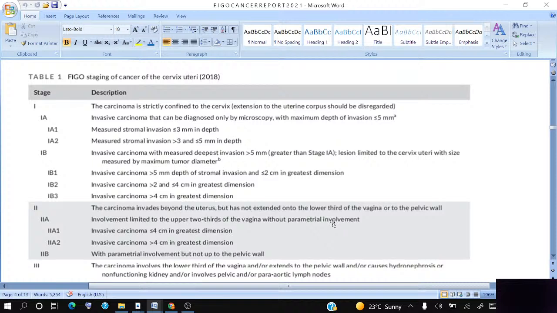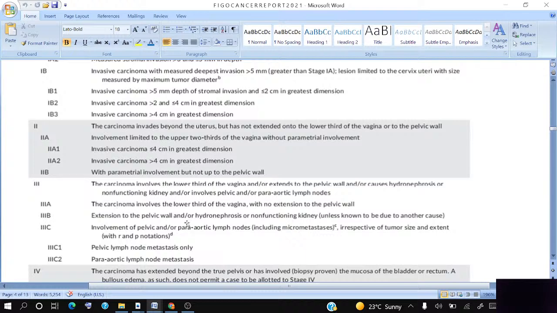So here the A2 involves the upper 1/3 of the vagina without parametrial involvement. Okay, and if A1, we will say this is invasion less than 4 cm in greatest dimension. If A2, it will be invasion more than 4 cm in greatest dimension, and 2B will be with parametrial involvement but not to the pelvic side wall.